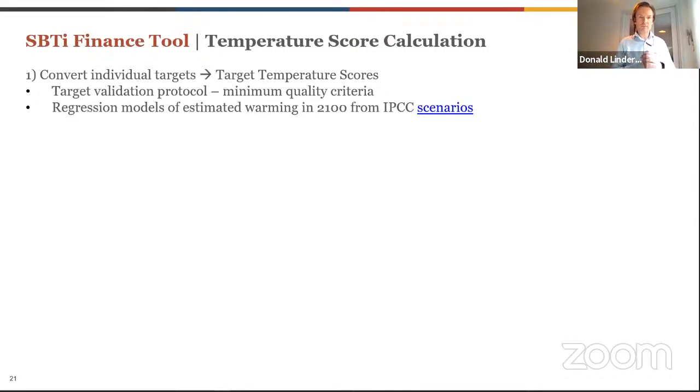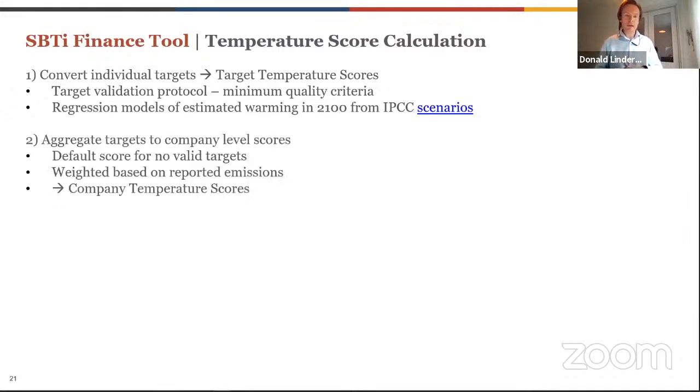So we're going to convert the targets that companies set. We are going to reduce our emissions by 35% by 2025, say. We take that and we say, okay, first, is this a valid target? Is this good enough quality-wise? We have a minimum quality criteria. And we say, yeah, okay. So then we use the IPCC scenarios in order to map that to what that would mean in terms of warming of the planet by 2100.